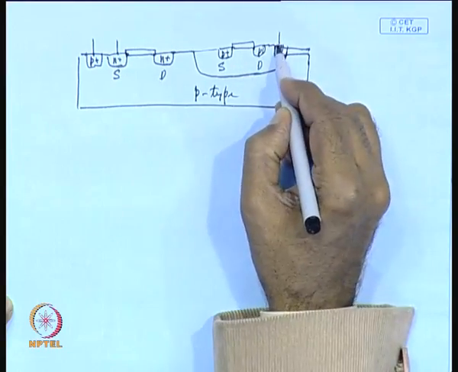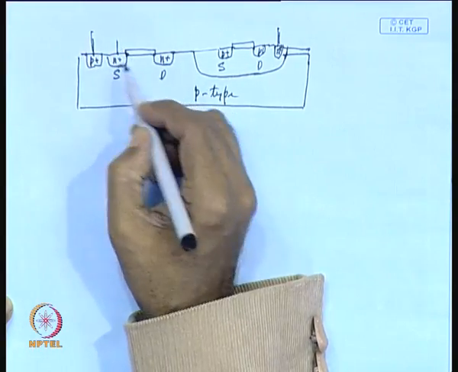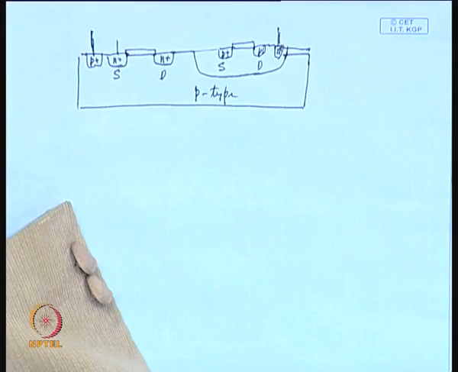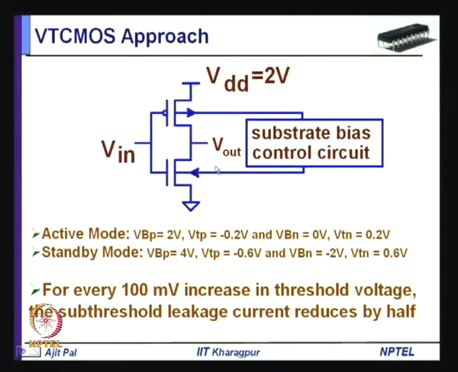So, these connections you will be taking separately, which are shown here, these two lines. This corresponds to the connection taken from the n well, and this connection is taken from the p type substrate. You have to apply substrate bias control signal to these inputs. How can you do that? The circuit can be in two modes, active mode and standby mode.